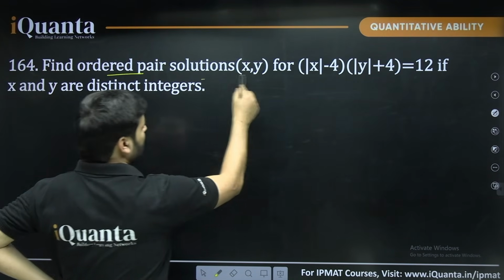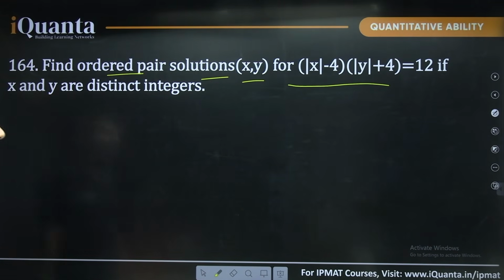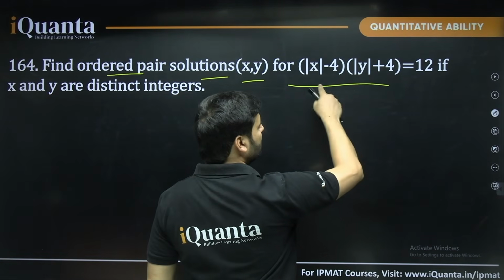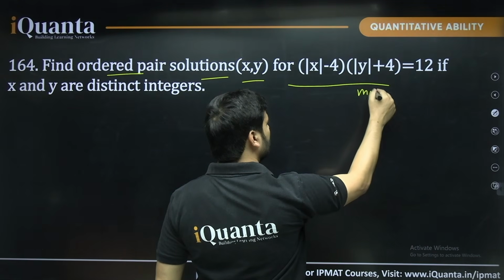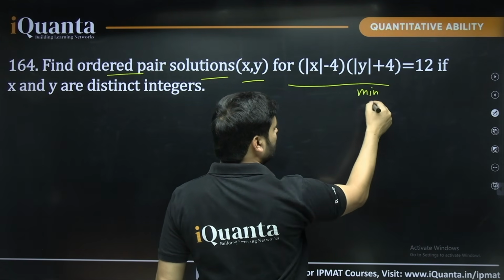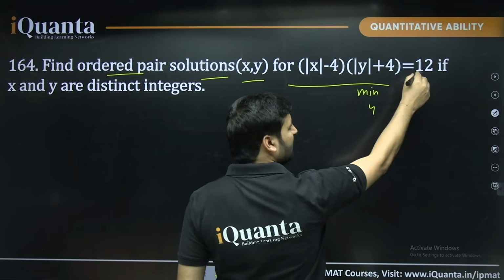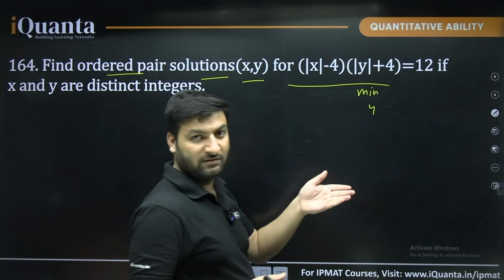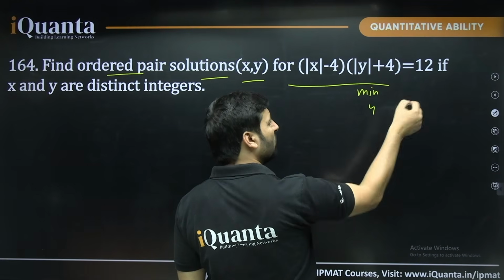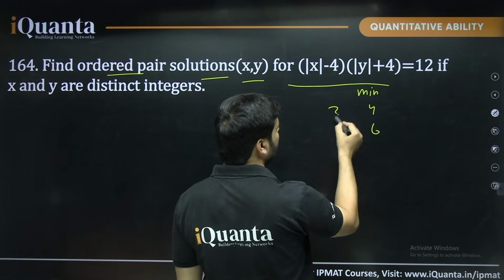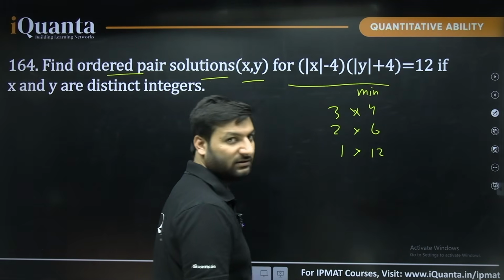Find the ordered pair solutions x, y for this equal to 12 if x and y are distinct integers. Here we have to make sure that they are distinct. Mod x plus mod y plus 4: we are not sure about the minimum or maximum value of the first factor, but we know about the other. The minimum value of mod y plus 4 is, mod y minimum 0, 0 plus 4, 4. So this can be minimum 4 and the product of these two is equal to 12. So 12 can be broken like 1 into 12, 3 into 4, 2 into 6. This number can only take values 4 or more. So this will be 3 into 4, 2 into 6, 1 into 12, right.